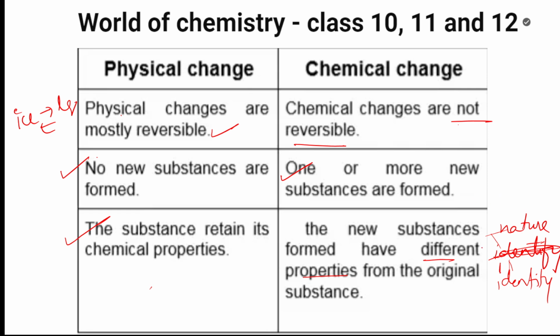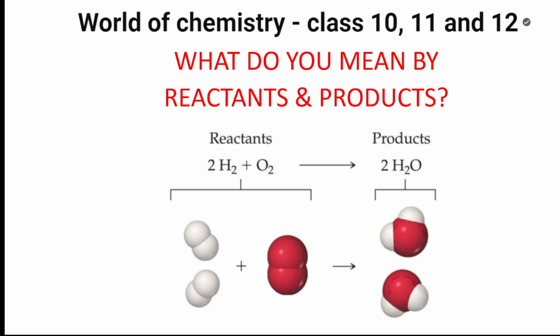So physical and chemical changes are clear. Chalo. Now they'll ask me, you said chemical change forms a new substance. The next question they're going to ask is, what do you mean by reactants and products? Simple, students. If you see in this reaction, hydrogen is reacting with oxygen. How many atoms? Two atoms of hydrogen put together, so it's a molecule now.